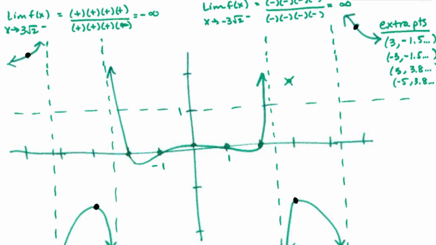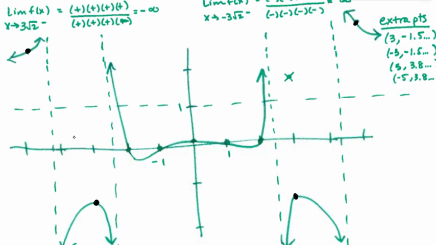We just find all those points and then use your limits, follow what the limits are telling you to do, and the graph ends up looking like this crazy thing. That's pretty much it.